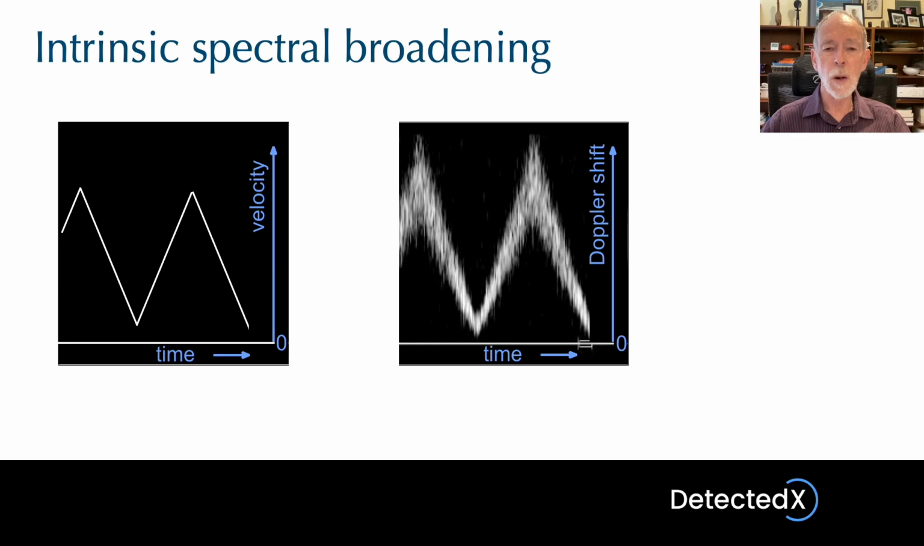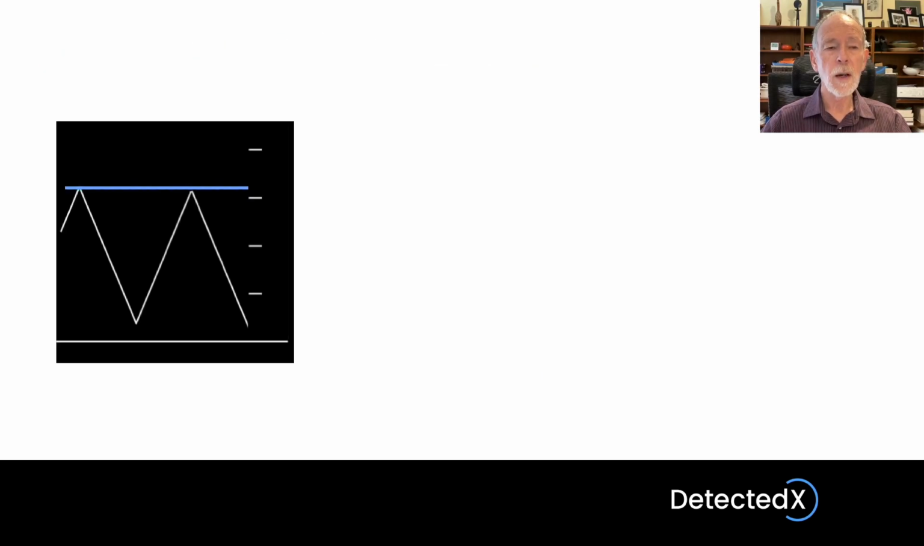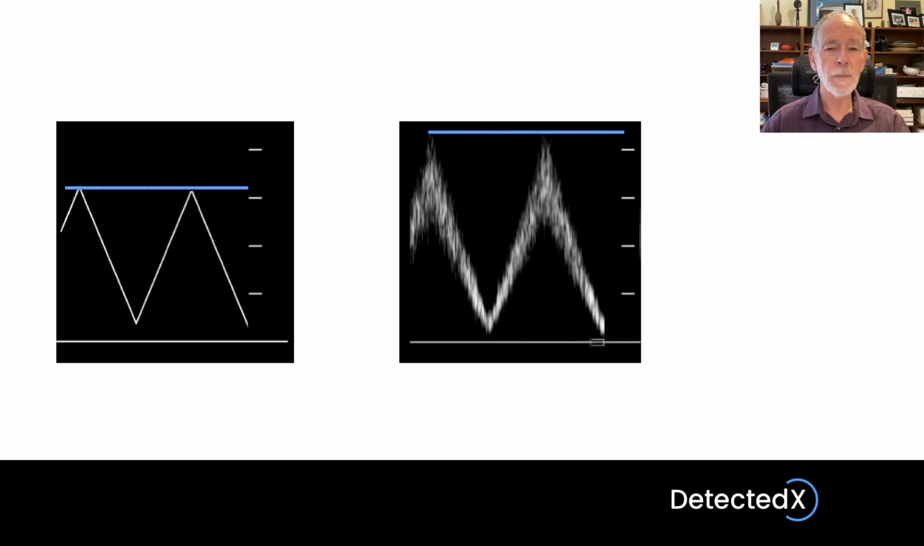Now, this is a problem for two reasons. One is that it may be confused with physiological spectral broadening related to disease, but more importantly, it affects the accuracy of measurements. On the left, we have what we would measure in an ideal situation. So if there was no spectral broadening, when we measured the upper edge of the spectral display, we would get the measurement I've shown with the blue line.